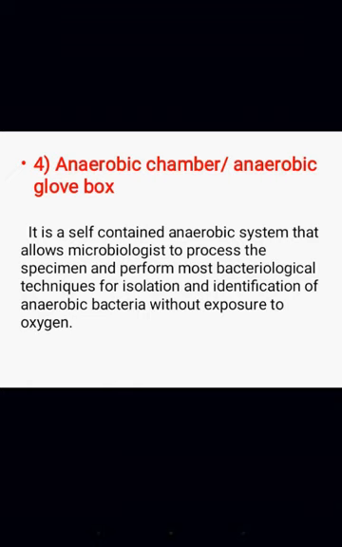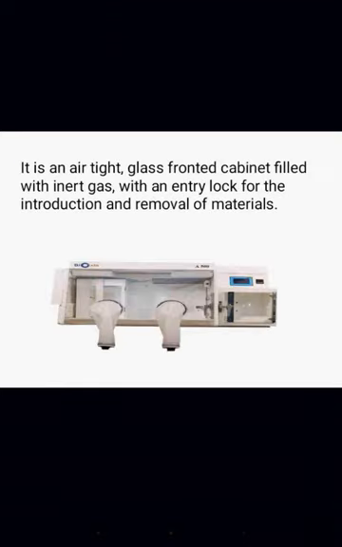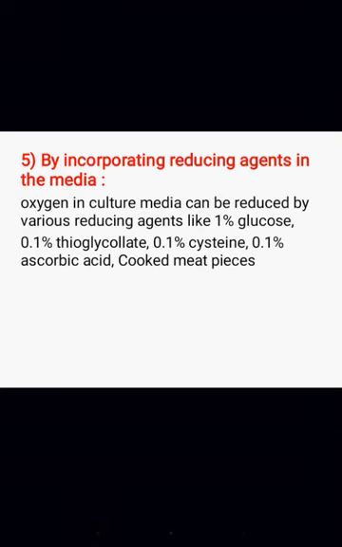The fourth method is the anaerobic chamber, also known as the anaerobic glove box. It is a self-contained anaerobic system that allows microbiologists to process the specimen and perform most bacteriological techniques for isolation and identification of anaerobic bacteria without exposure to oxygen. Here you can see a diagram of the anaerobic chamber or anaerobic glove box. It is an airtight glass-fronted cabinet filled with an inert gas, with an entry lock for the introduction and removal of the material. The fifth method is by incorporating reducing agents in the medium.